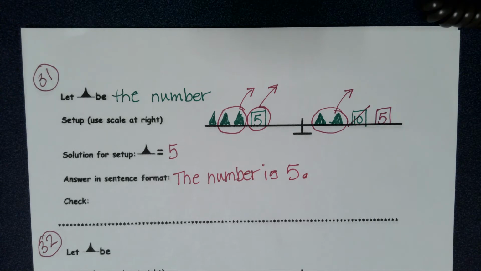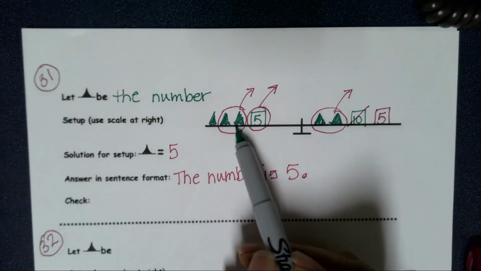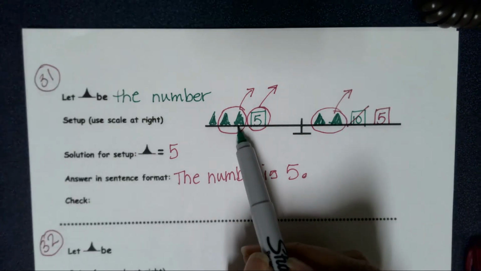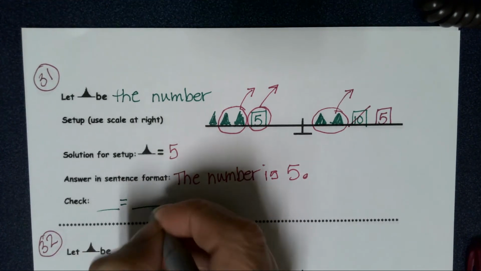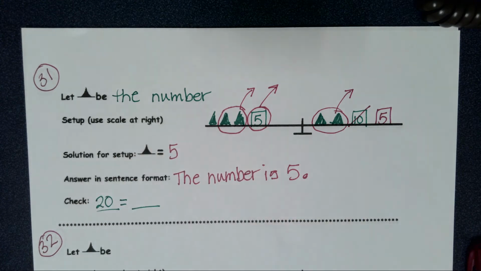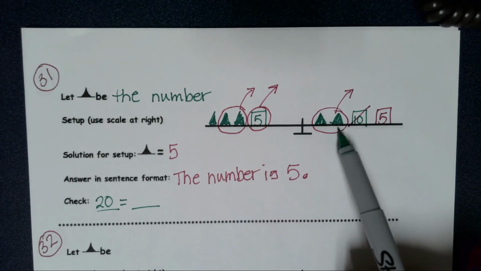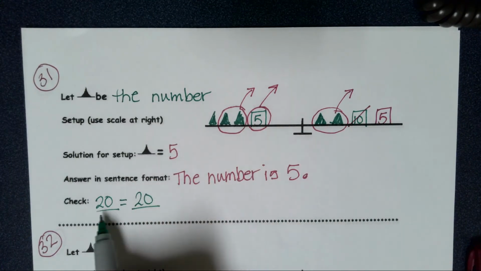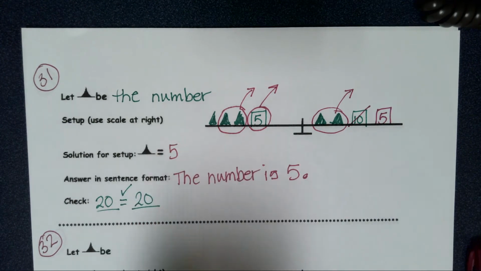Then we do our check, so we're going back to green. We have 3 pawns. Each one has a value of 5. So 5, 10, 15, plus 5 is 20. So we'll put 20 on the left. And then we're going to count by 5s. 5, 10, and 10 plus 10 is 20. So 20 is equal to 20. That is a check.